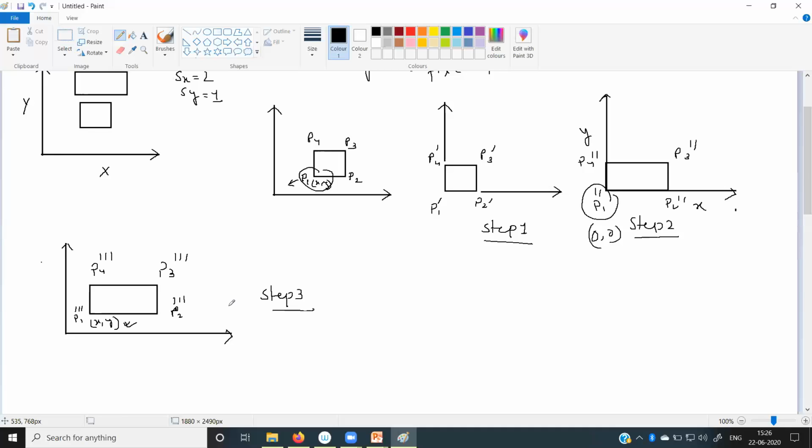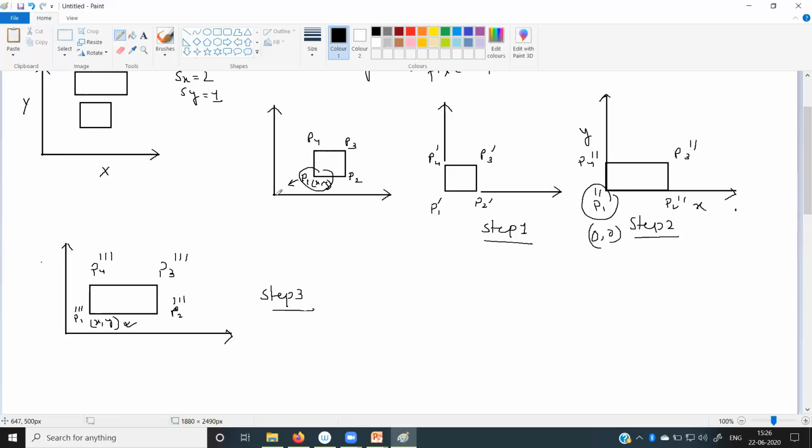Now you can see our scaling operation has been performed completely. So what are the steps we need to perform for fixed point scaling? To perform the fixed point scaling, first we have to move the point P1 to the origin. That means the fixed point based on which we want to perform the scaling operation.